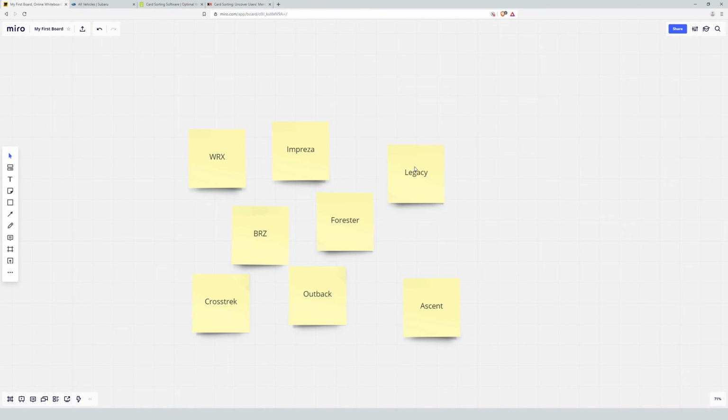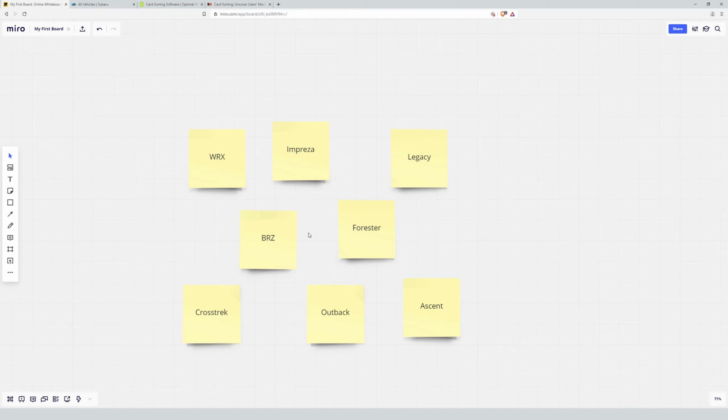So I have a bunch of different cars from Subaru, and I went ahead and looked at all these cars so I know what they look like before I'm doing this, which is certainly very, very helpful. But I'll just do an open card sort to start out with, and then we can go from there about how this tends to work.